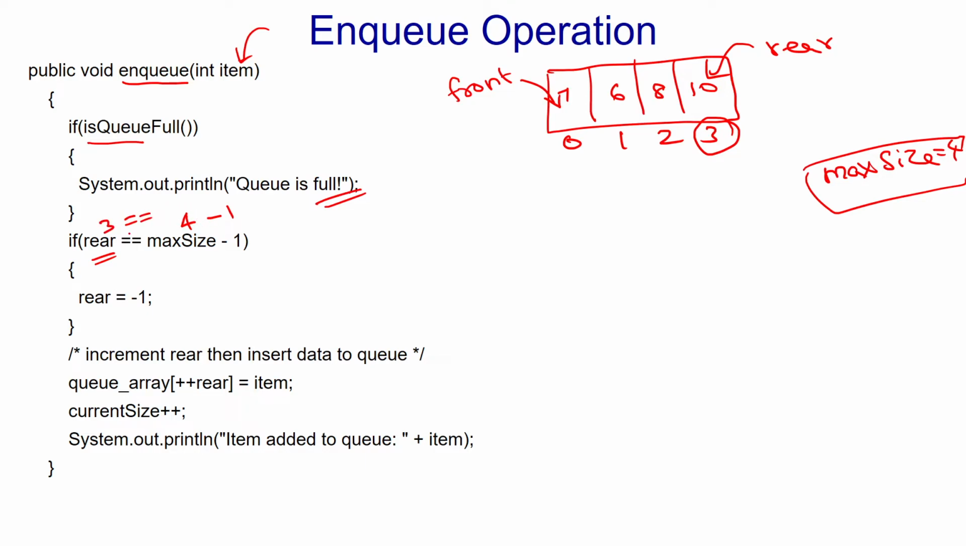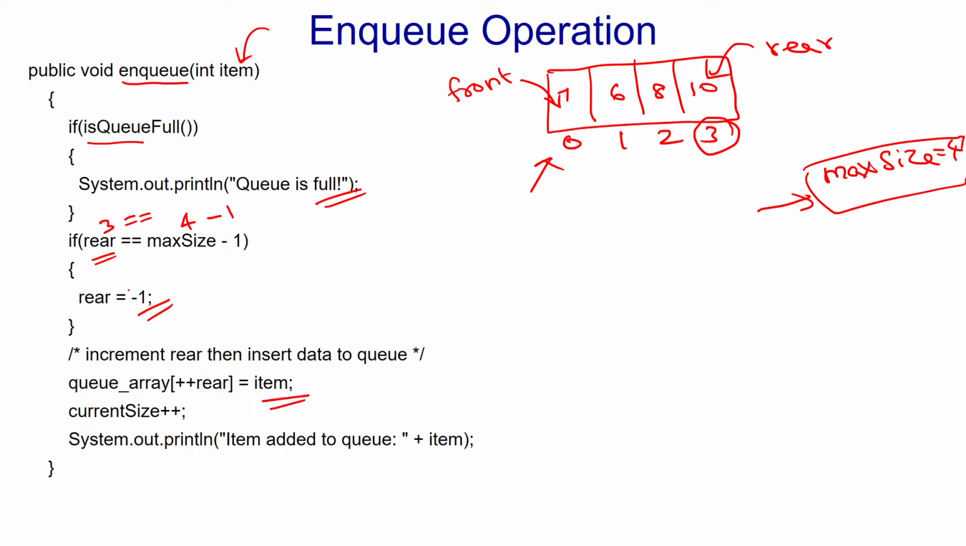If it is equivalent, then we have to make the queue null, because our queue is full now. We have to make that null if both are matching. If the maximum size is equivalent to the rear, that means the queue is full and you cannot insert the data. So you have to make the queue empty, and then we can insert the new item.